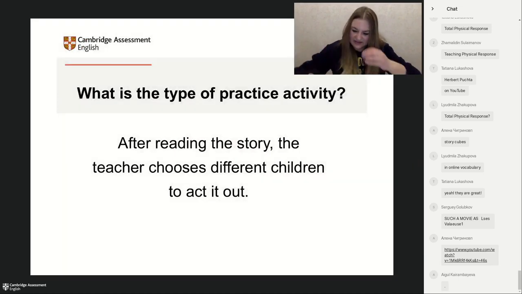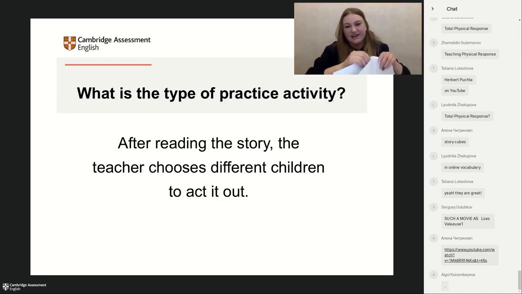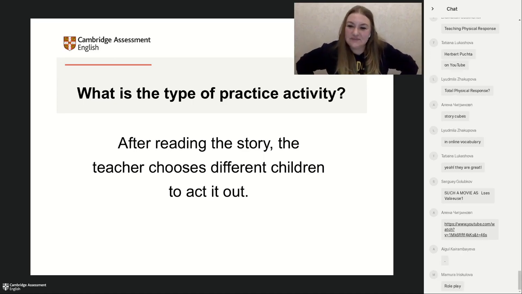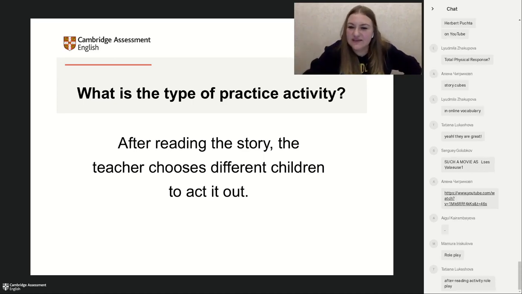Let's have a look. There is a task. Can you read the statements and decide what kind of activity it is? So what is the type of practice activity? After reading the story, the teacher chooses different children to act it out. So what is the activity? Not bingo for sure. So can you share your ideas?